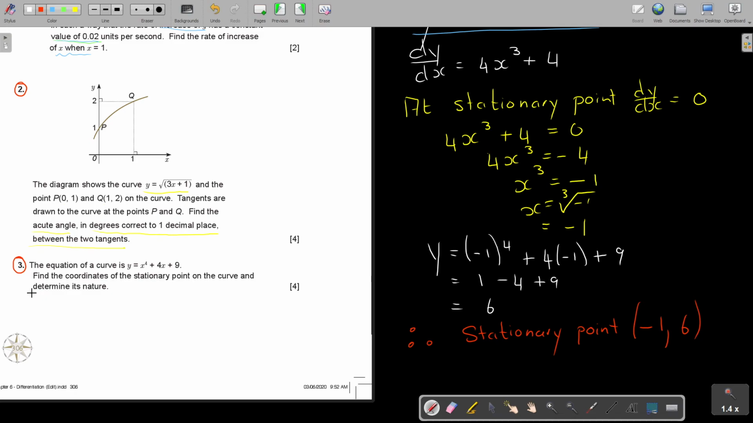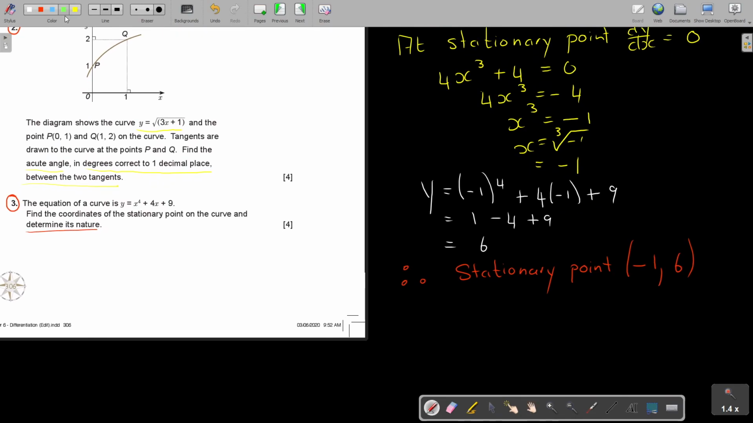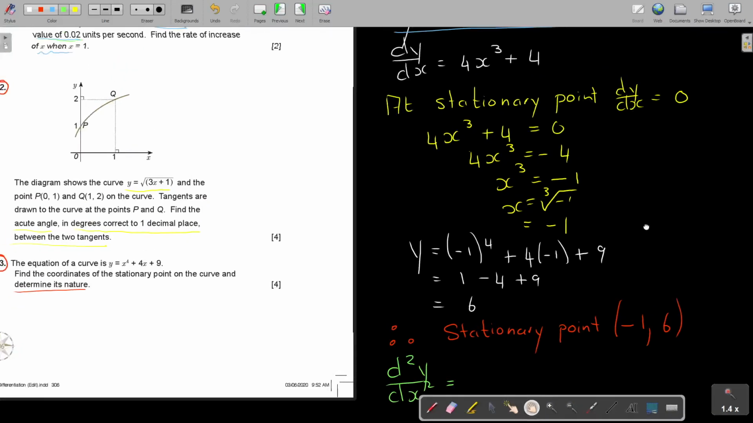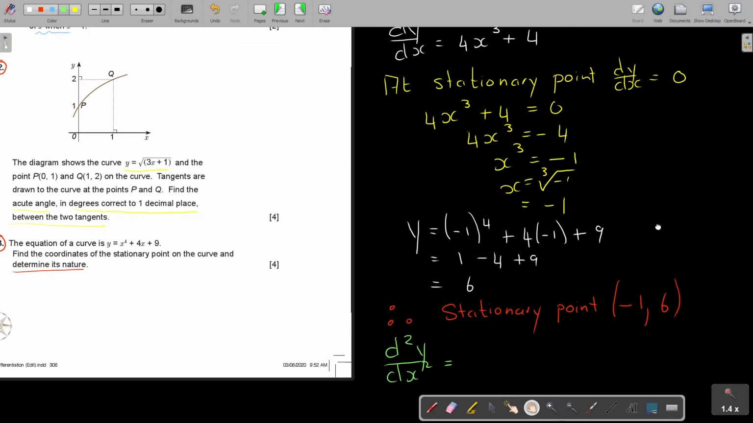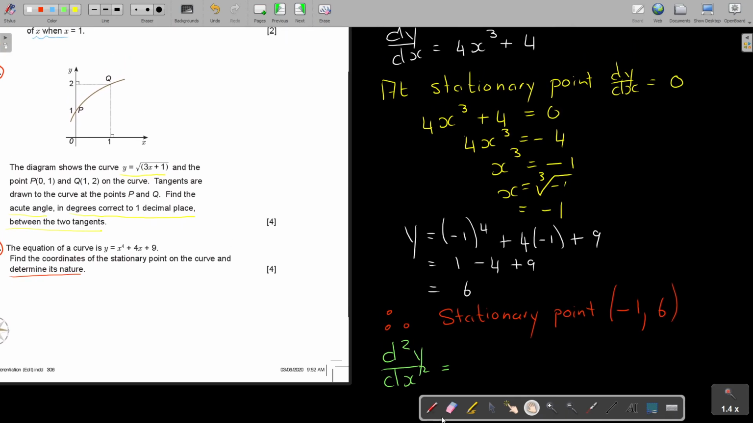I must also determine the nature. Now, how do I determine the nature? I'm going to double differentiate. So I'm going to find d squared y over dx squared. And now where is my equation? Let's just go and find it there. 4x cubed plus 4. So it's just going to be 12x squared. That's all it's going to be.